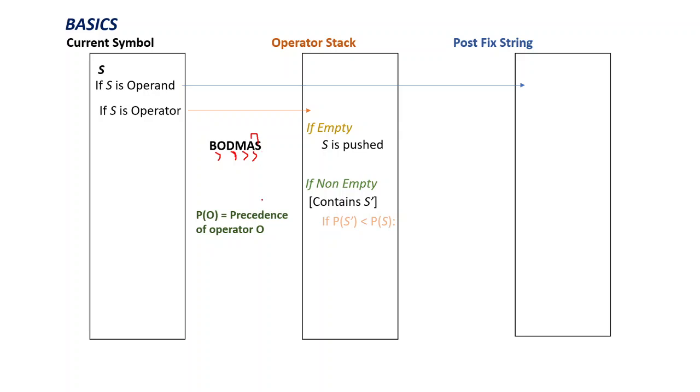So now if precedence of the current symbol S prime is less than precedence of S, we will plainly push S into the operator stack. If it is not so, like if precedence of S prime is greater than or equal to precedence of S, we will first push S prime to the postfix string stack. Next, we will push S.